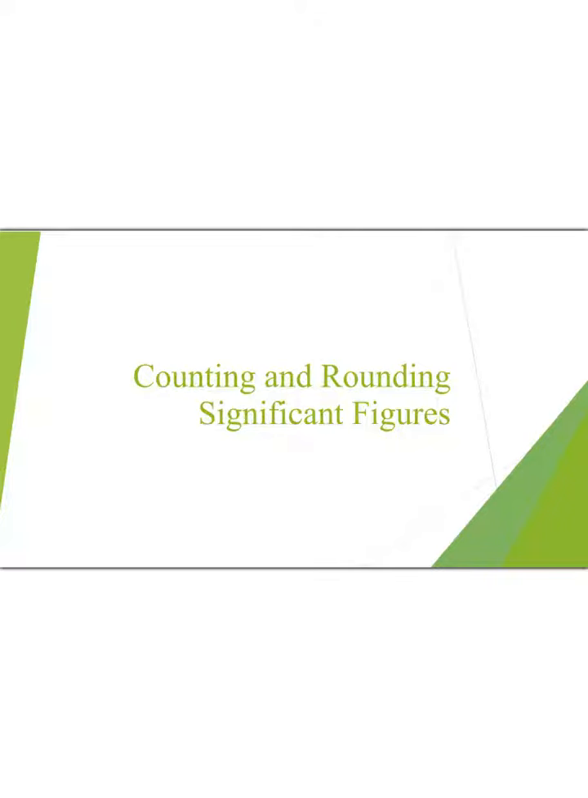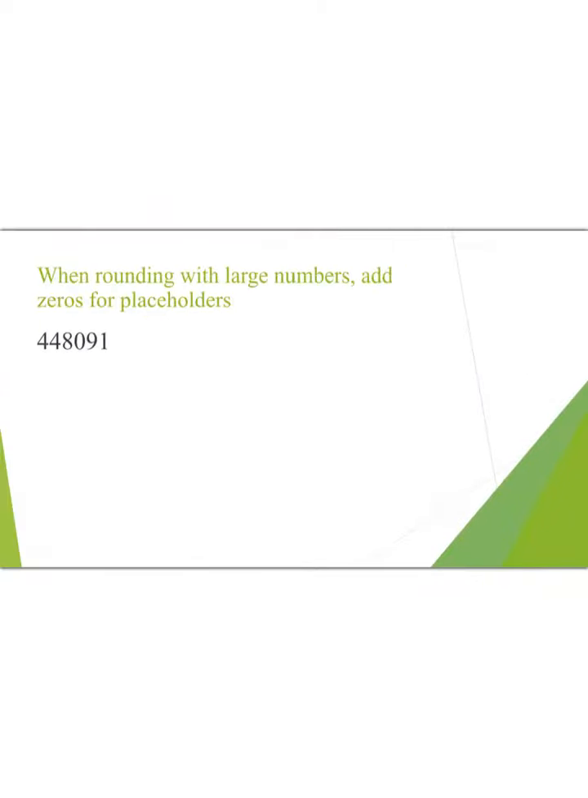Hi, today we're going to look at rounding significant figures. We just watched a video on counting significant figures and now we're going to talk about rounding. So if we have a number that is greater than 1, a larger number, you add zeros for placeholders. So this first number, 448,091, has 6 significant figures.